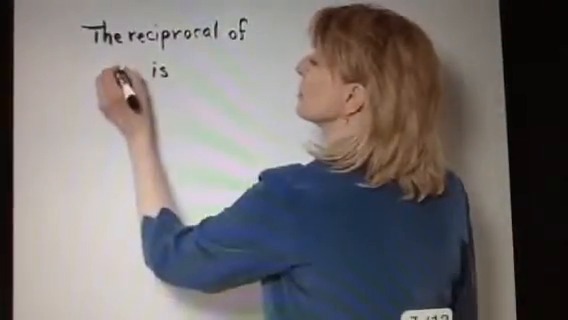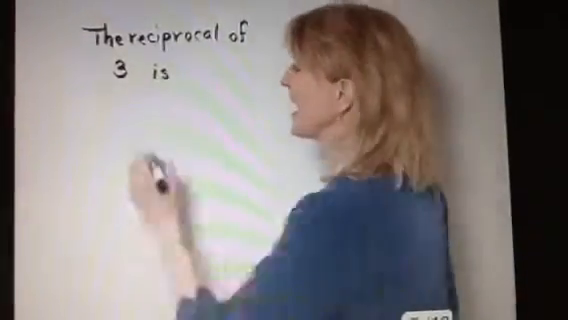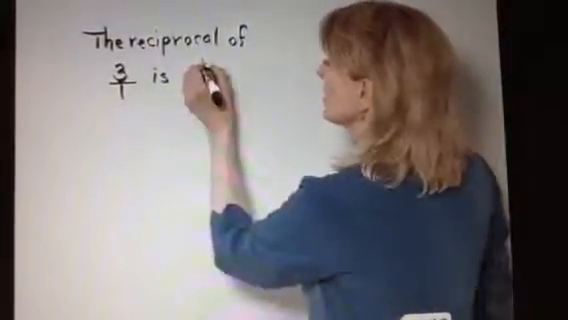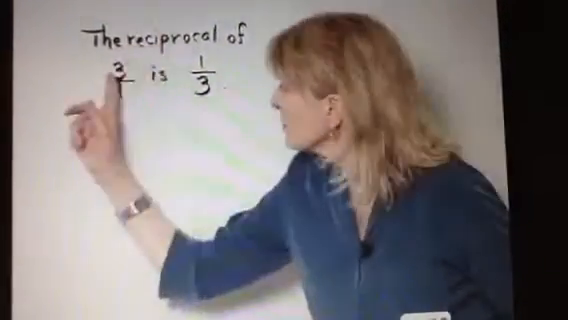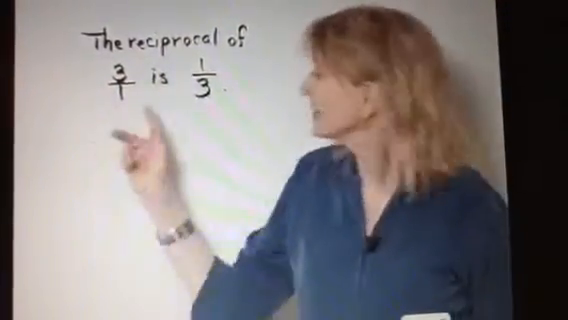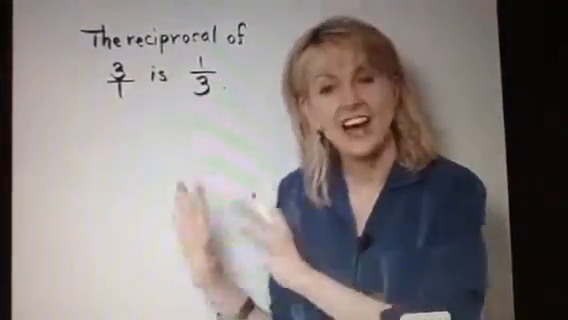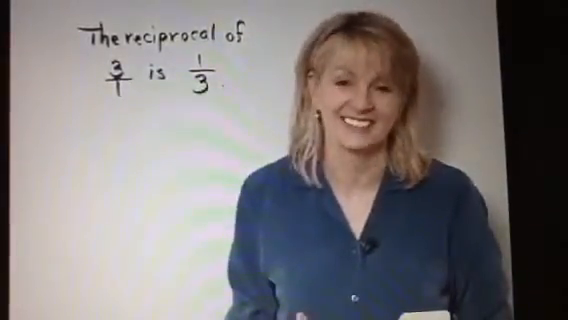Let's find the reciprocal of a whole number, say the reciprocal of 3. Now remember, 3 can be written as 3 over 1. So what is the reciprocal? 1 over 3. So the reciprocal of 3, or 3 over 1, is 1 over 3. Now that we know how to find reciprocals, let's see how we divide.